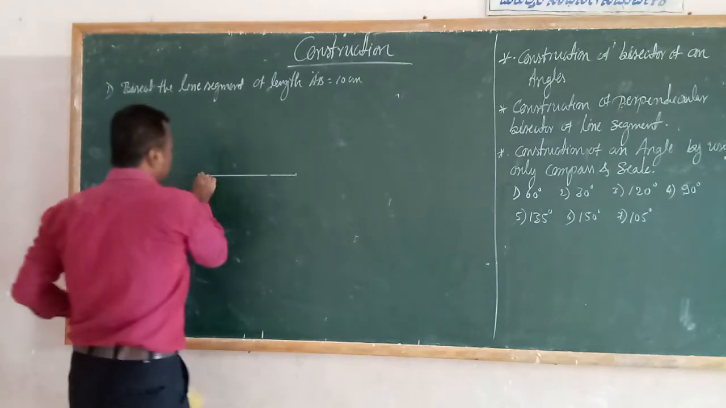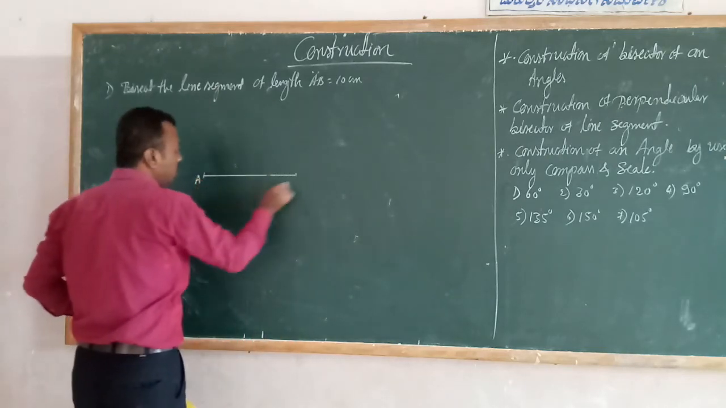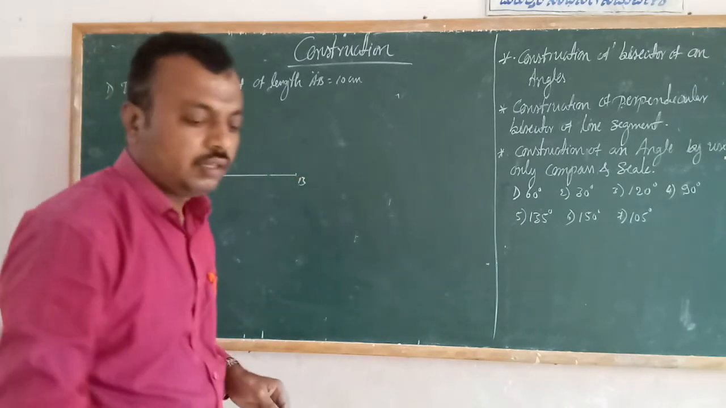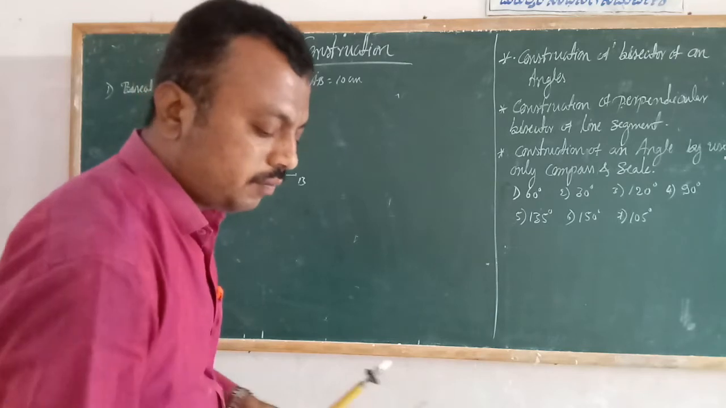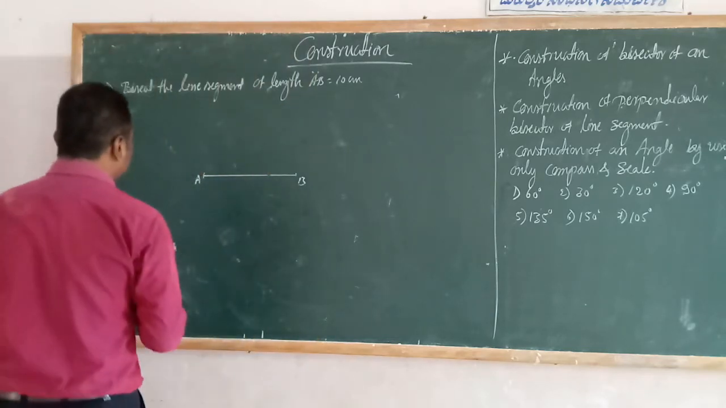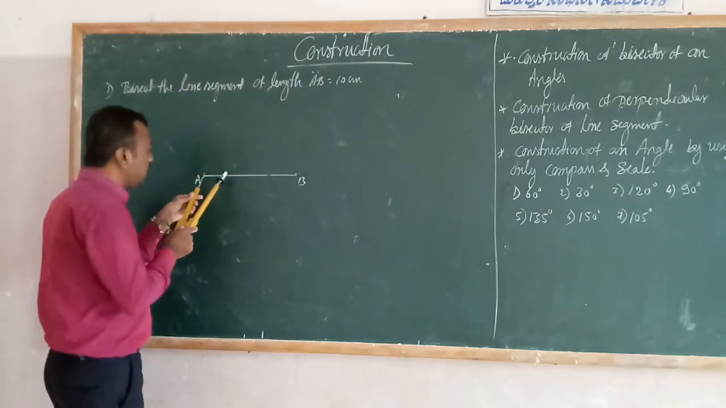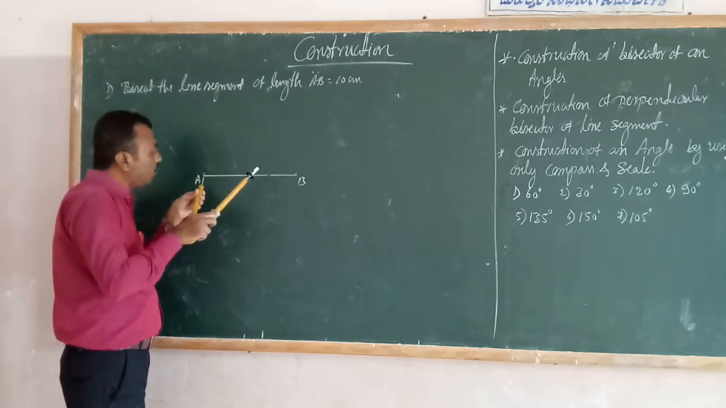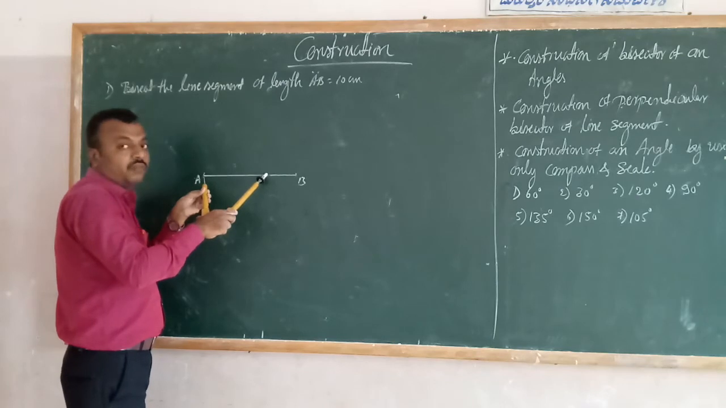This is a 10 centimeter line segment, that is AB. How do we bisect this line segment perpendicularly? So take the compass and keep it on the point A and take half or more than half of this length. You have to take it half or more than half.